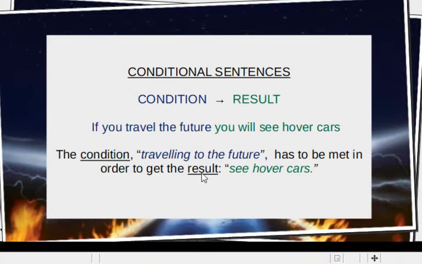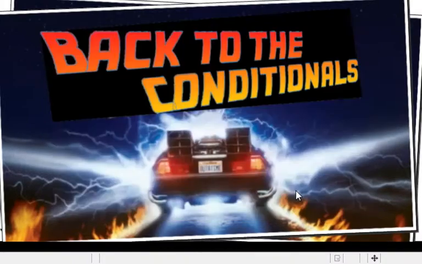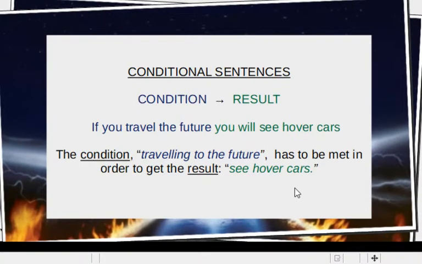So here we have an example. If you travel to the future, you will see hover cars. Hover cars are those cars that are kind of flying over the ground, a few centimeters above it. So if you want to see them, you have to travel to the future. If you travel to the future, you will see them. If you don't travel to the future, you won't see them. That's the idea. If the condition is met, you get the result. If not, you won't get it.